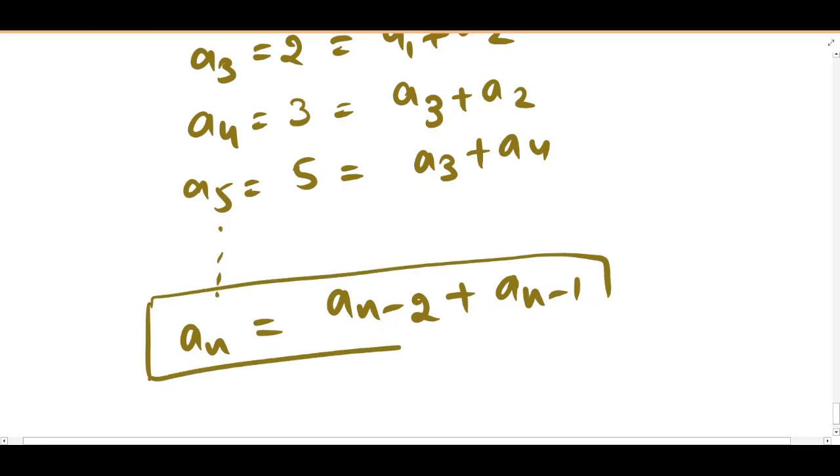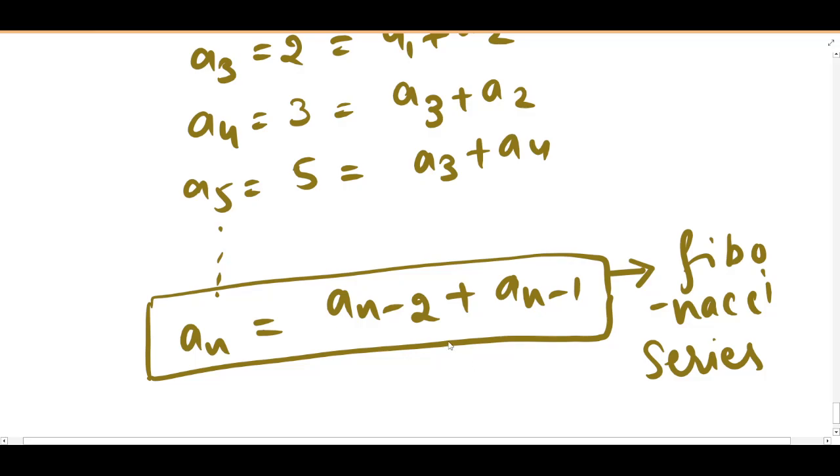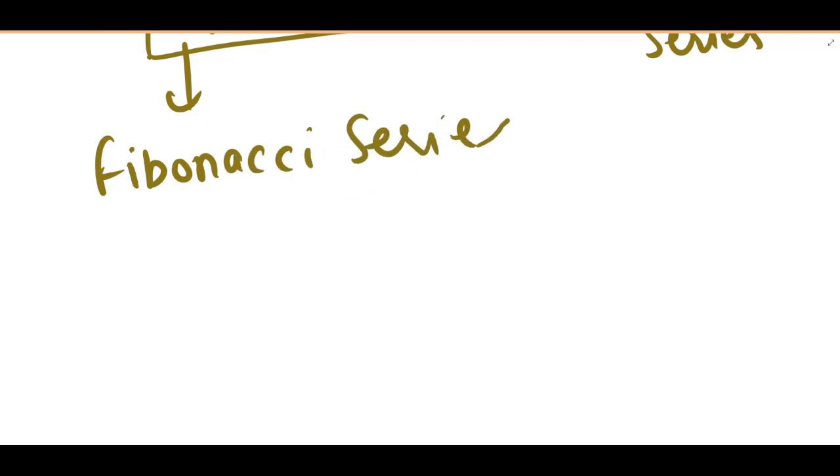So this is the rule which is generated by a recurrence relation. It is also known as the Fibonacci series. And it is valid only when n is greater than 2.